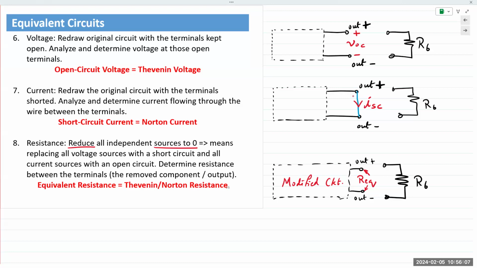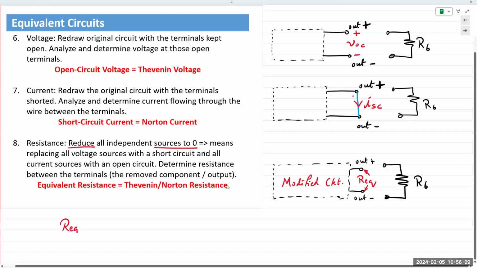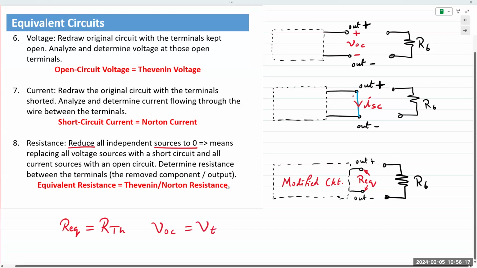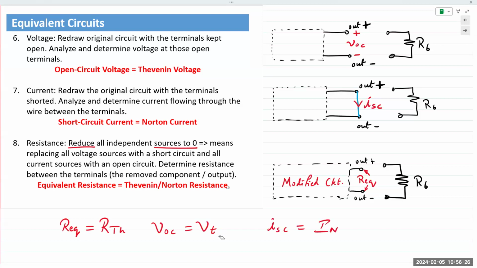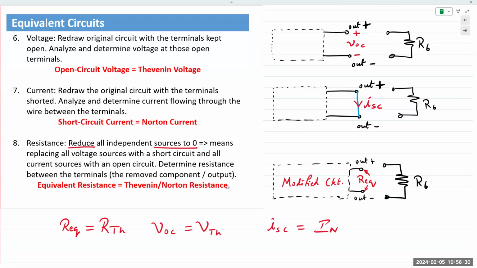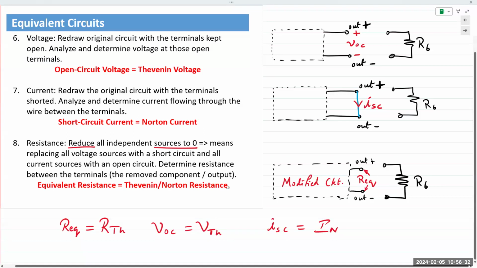So REQ is RTH, VOC is VTH, and ISC is Norton current IN. Okay.